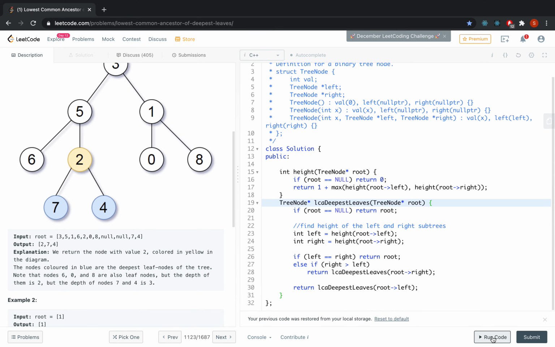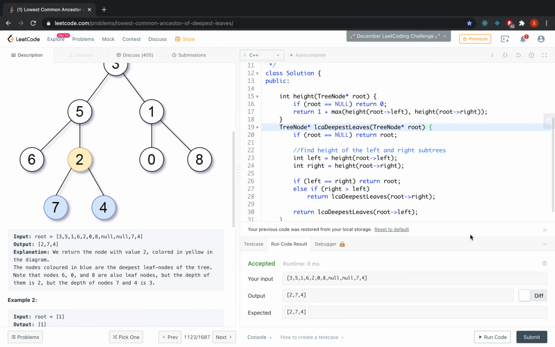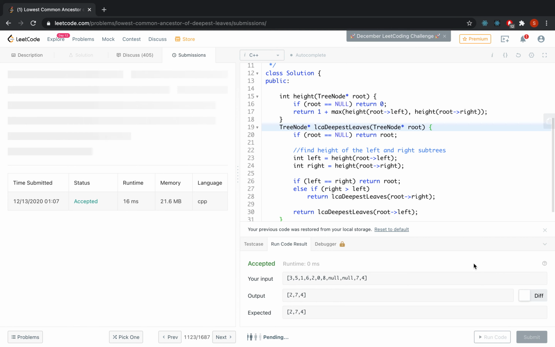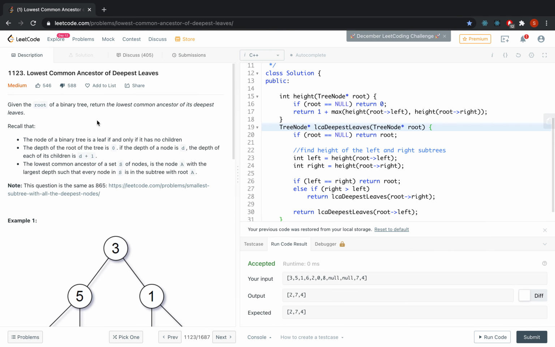And let's run the code for the base case to see if we have any errors to solve. Okay, so it passes this case, and now we're going to submit for all the cases and see if it passes. Right, so yeah, it passes. So this is how you solve the problem, lowest common ancestor of the deepest leaves.